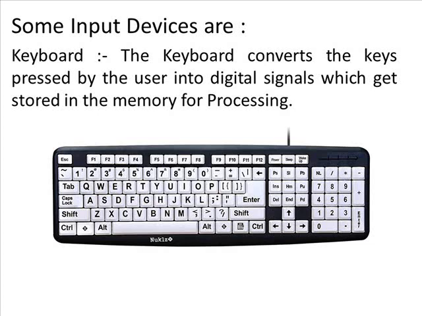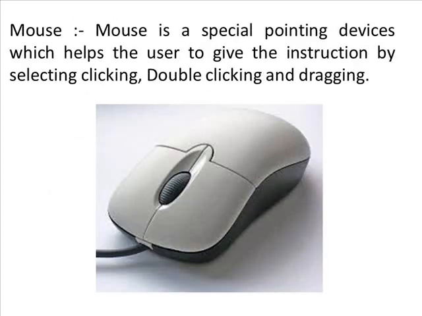Basically, two types of keyboards are generally there. First is standard and another is multimedia. Now another input device is a mouse. A mouse is a special pointing device which helps the user to give instructions by selecting, clicking, double clicking and dragging. This is the most commonly used input device.